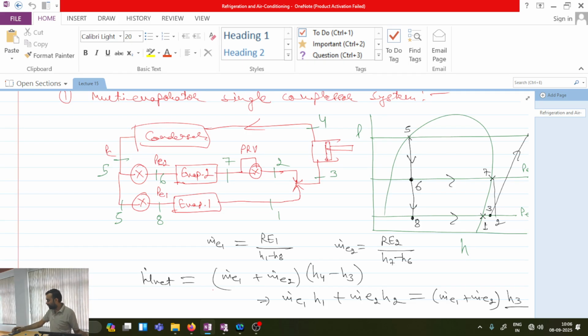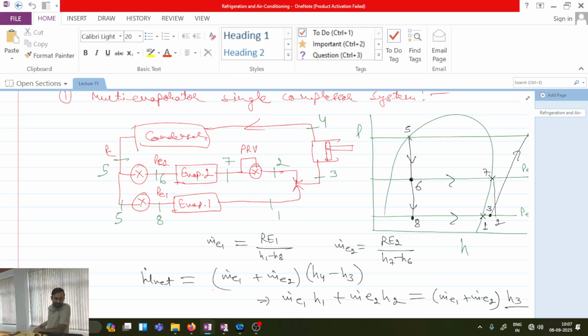Okay, however it resulted in a small amount of penalty. So what was the penalty? The penalty was that the refrigeration effect has slightly decreased. Okay, then this is all about the multi-compression system, and in all these systems our aim was that the evaporator was operating at a single temperature condition.